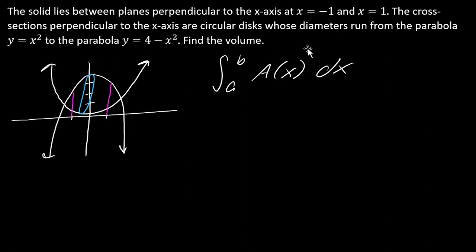Okay, so to figure that out, we have to think about what the cross sections are. We know they're circular discs. So what's the area of a circle? So we've got to do a little bit of work for this. Okay, so the area, maybe I'll just write here for a circle. So that's pi r squared.